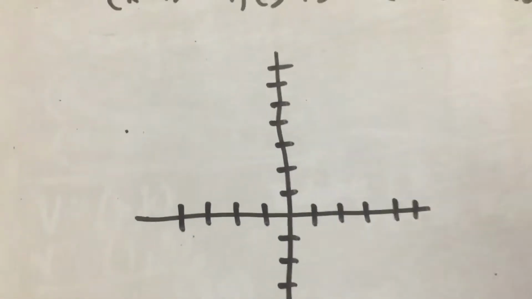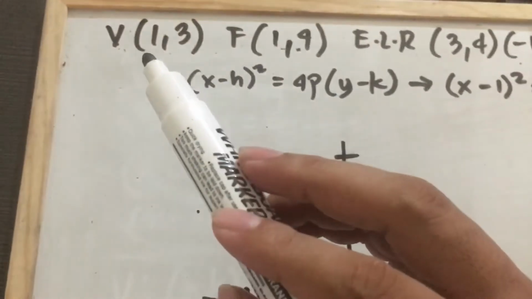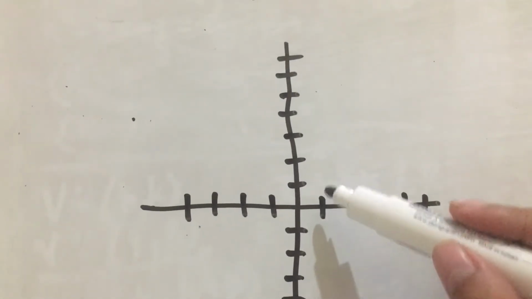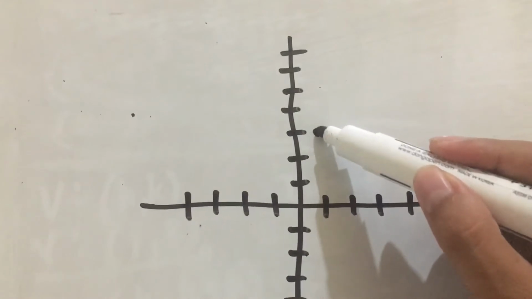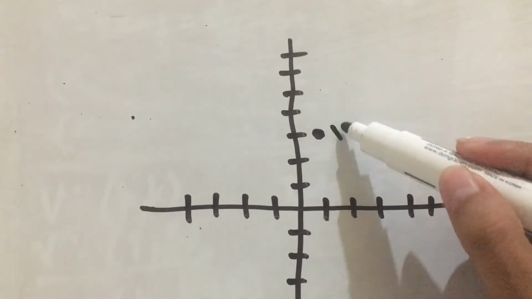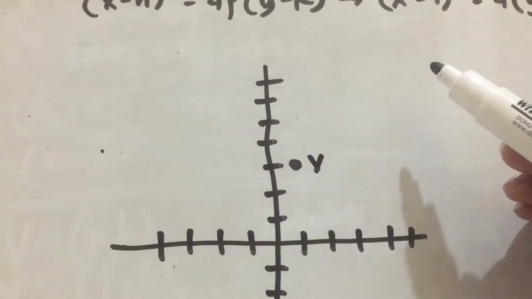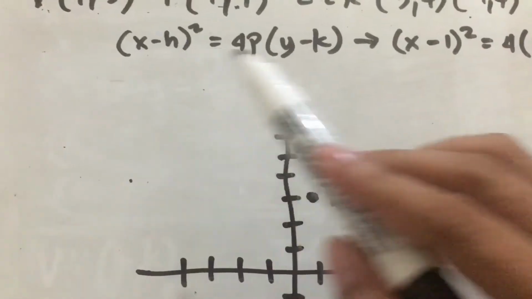Okay. Now, the first thing that we need to plot is your vertex. So your vertex is equal to (1, 3). So this is 1 and this is 3. Am I correct? Okay. So this is your vertex.